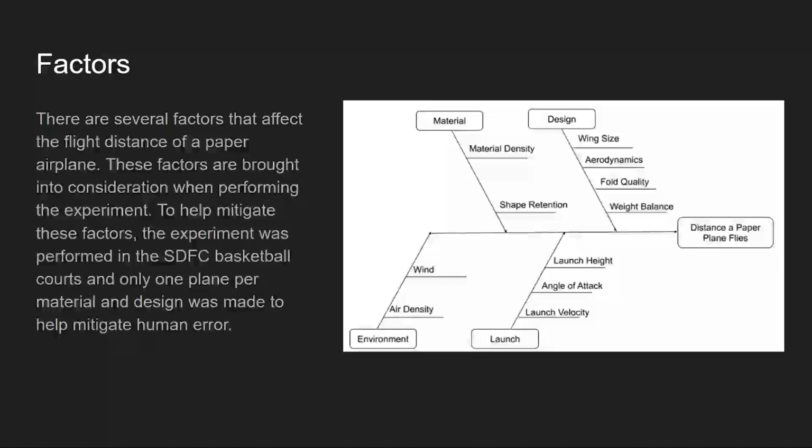In terms of design, there are several different factors that go into it, such as wing size, aerodynamics, fold quality, and weight balance. The material also comes into account, with material density and shape retention, which we'll go into later in the errors and why this is a big factor. Another factor is how it was actually launched: the launch angle, the launch height, and also the launch velocity.